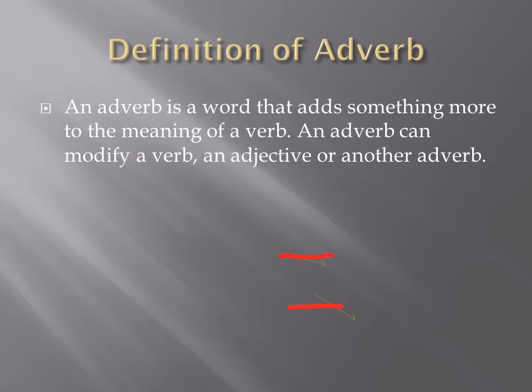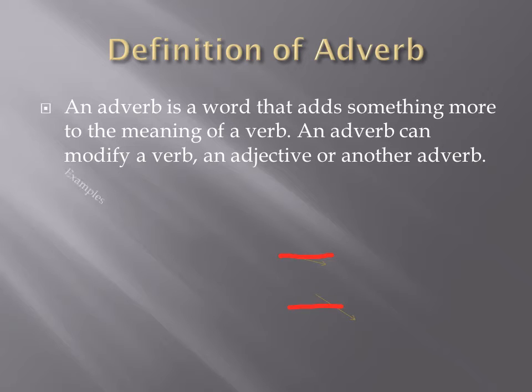Definition of adverb. An adverb is a word that adds something more to the meaning of a verb. Verb is actually an action. So adverbs add something more to the meaning of an action. An adverb can modify a verb, an adjective or another adverb. It means an adverb not only helps a verb, it also helps an adjective or another adverb.